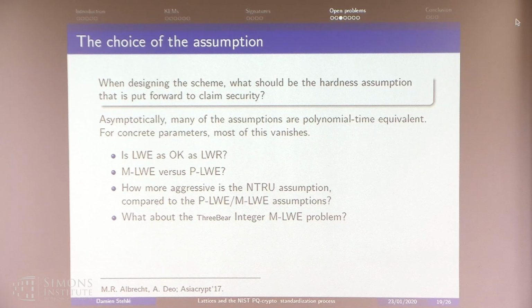Another problem which is used, for example, in the ThreeBears submission is the so-called integer MLWE problem, whose hardness still needs investigating. Damien, I assume that you therefore understand this ThreeBears submission? Oh, I'm not going to commit to understanding fully any of the submissions. But it's related to the Mersenne submission somehow, which didn't make it to round 2. Some similarities.